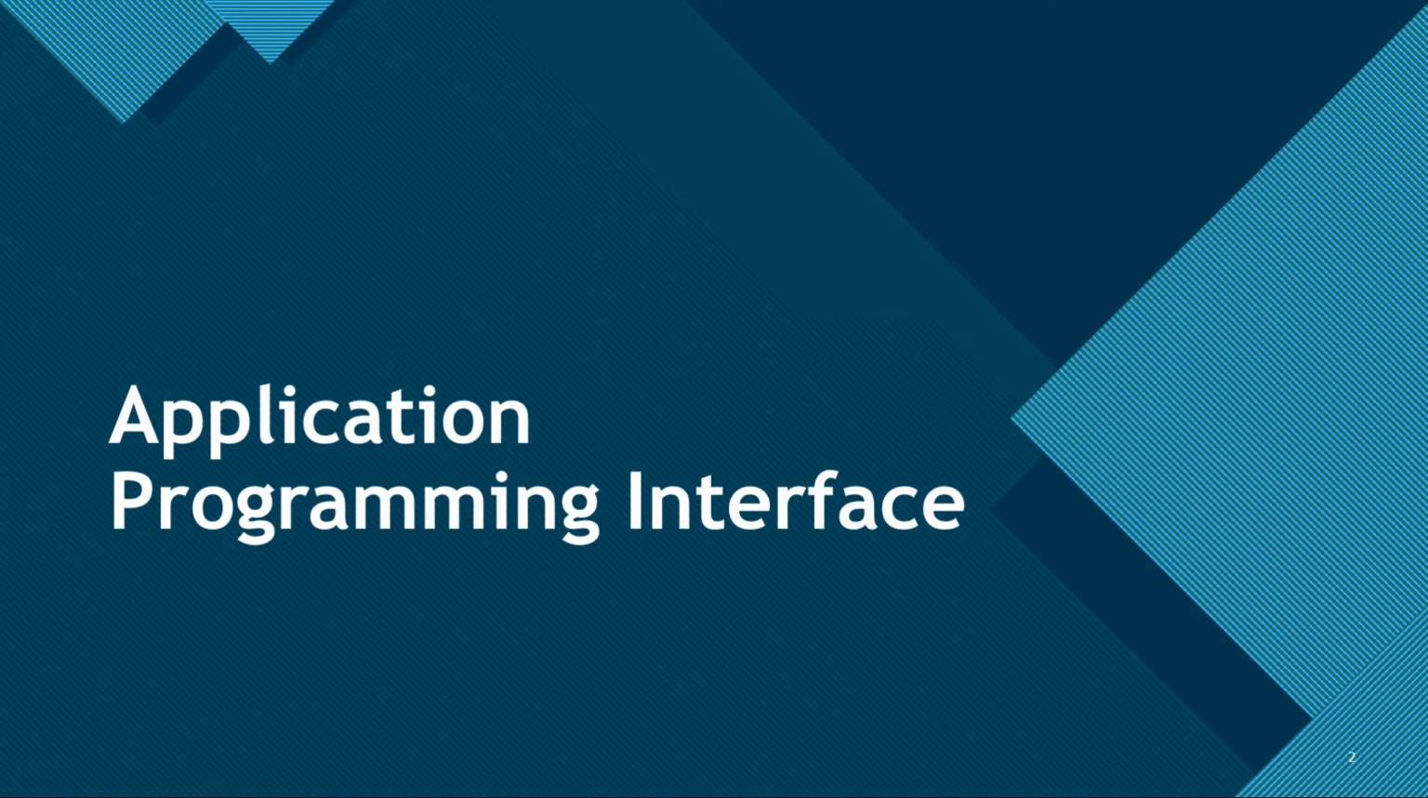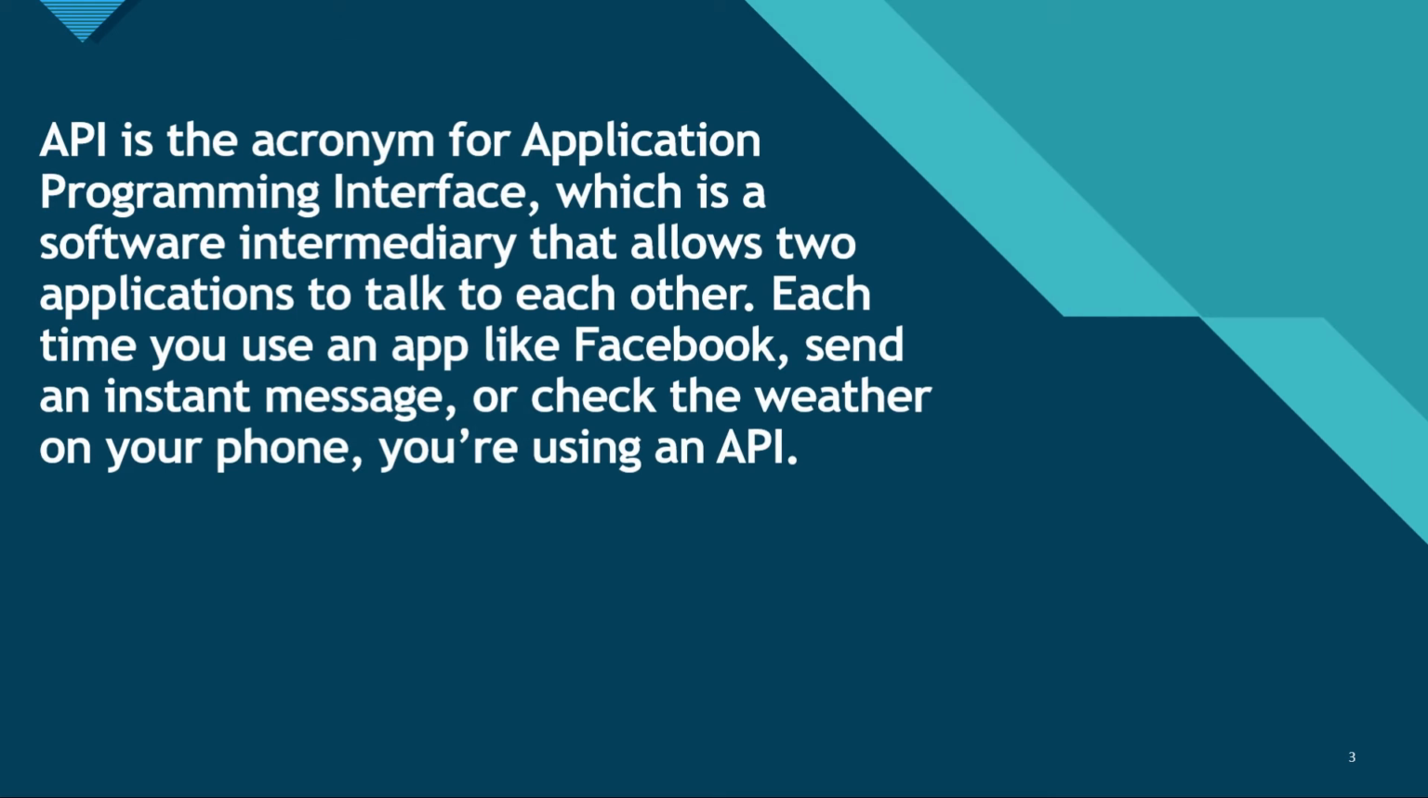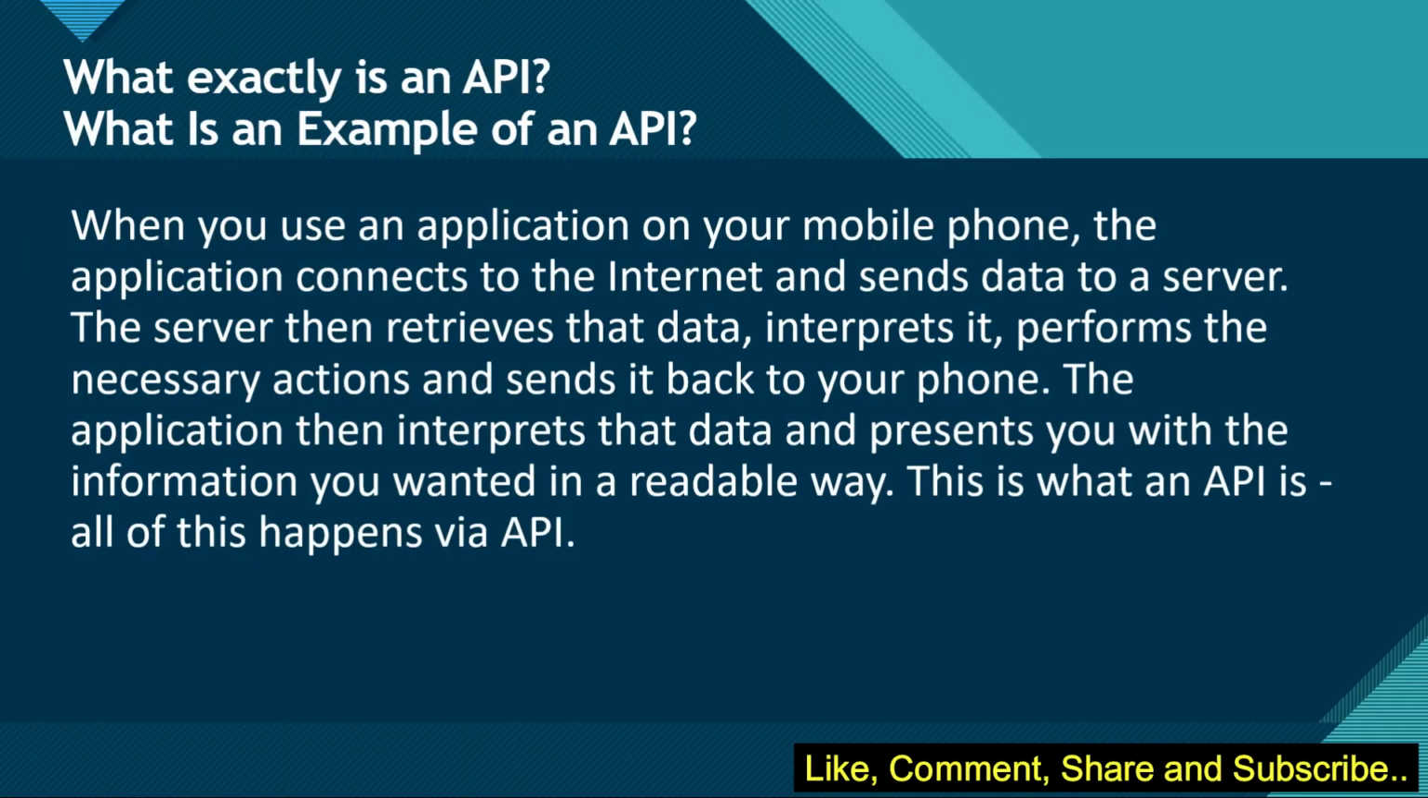Now what is that? API is the acronym for Application Programming Interface, and it is an interface that allows two applications to talk to each other. Like whenever you are on Facebook or you want to send a message, or if you want to check the weather on your phone, you're using an API. Now, what exactly is an API? And if I want to give you an example of an API, what would be an example of an API?